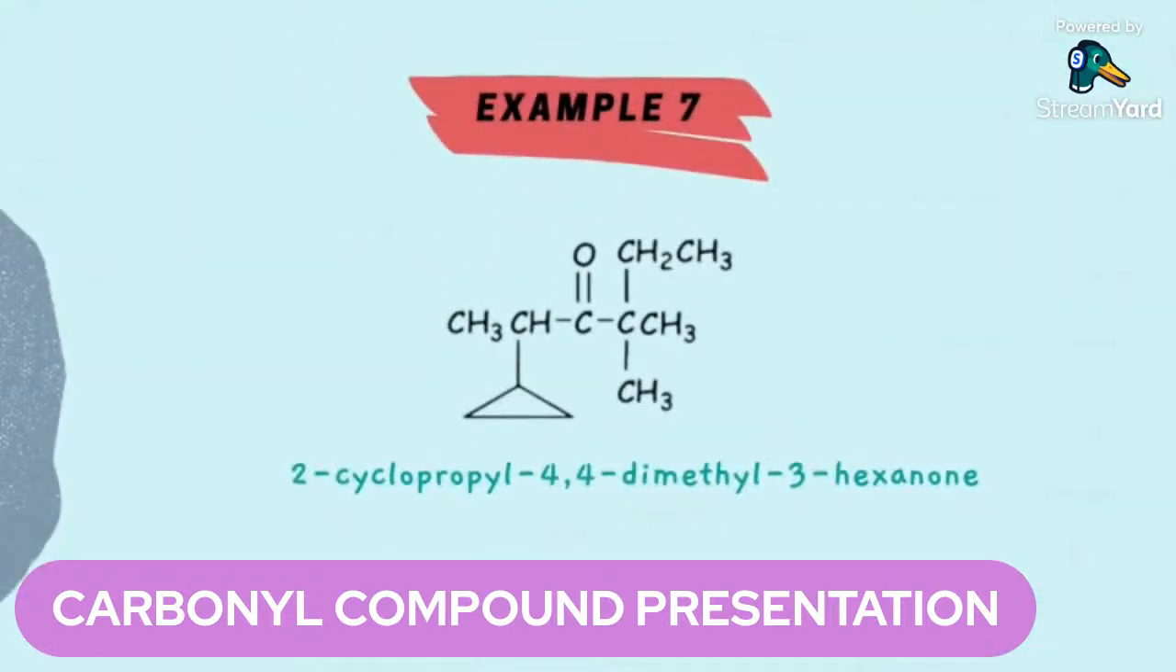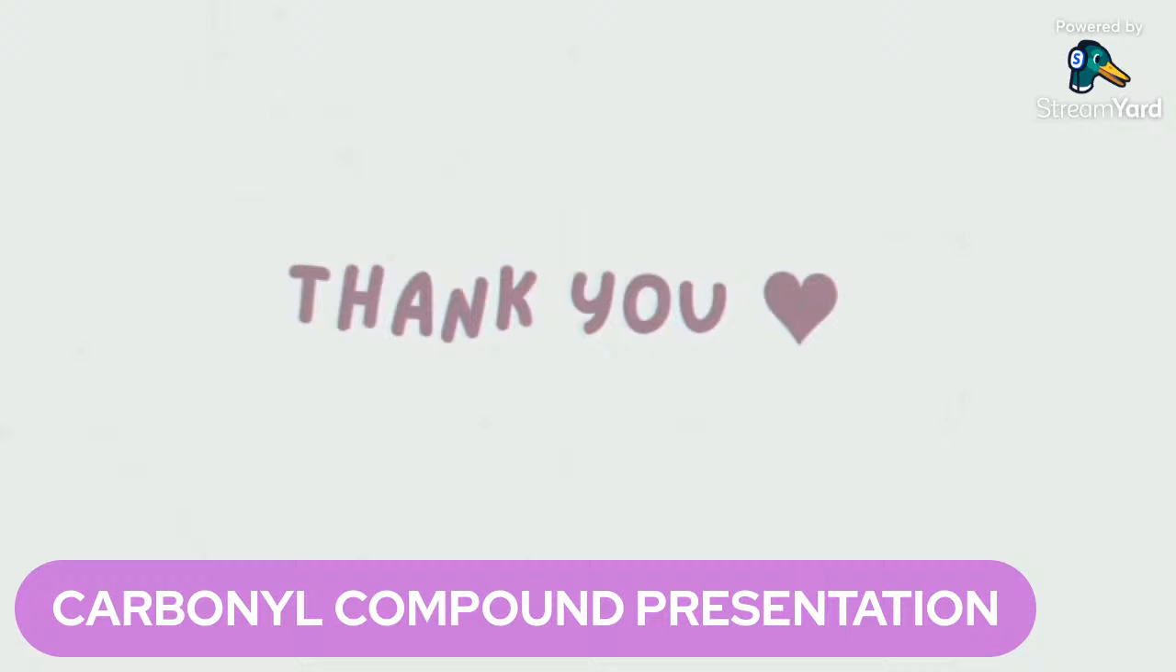Last example, we have the C=O here, and the longest carbon chain is named hexanone, with the C=O position at carbon number 3. Next, we have 2 methyl groups as substituents at carbon number 4, and also a cyclopropyl at carbon number 2. So the complete name of this ketone is 2-cyclopropyl-4,4-dimethyl-3-hexanone. That's all from us. Thank you.